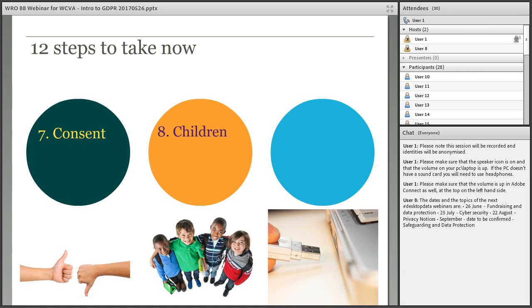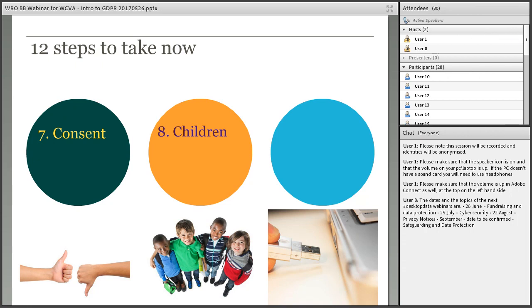Secondly, if your organisation offers what we call an information society service, which is basically online services to children, and you rely on consent to collect that information, you may need to put in place a system to verify the age of the individuals and also put mechanisms in place to obtain parental or guardian consent for that processing. This is because GDPR requires parental consent for children under the age of 16 when their data is being processed for the purpose of an information society service.